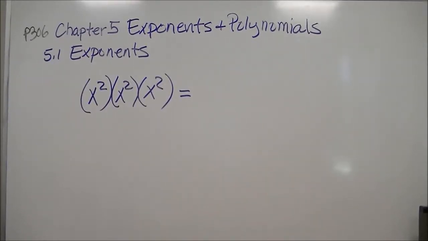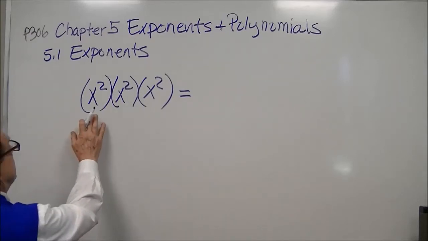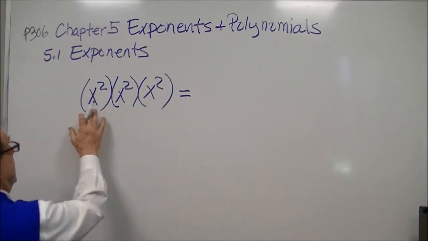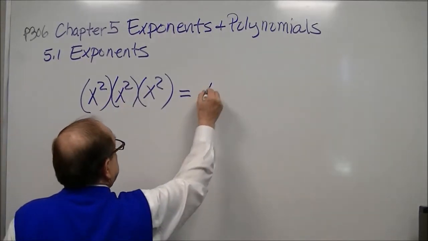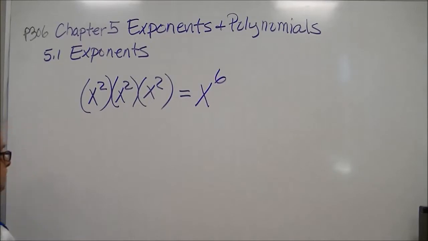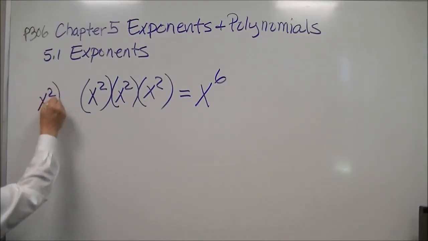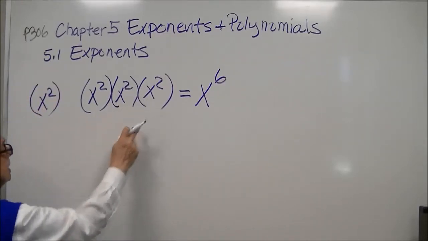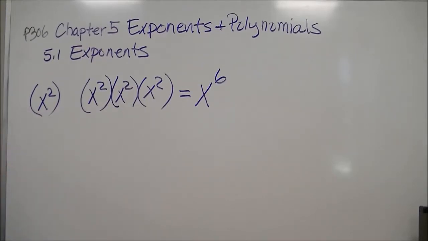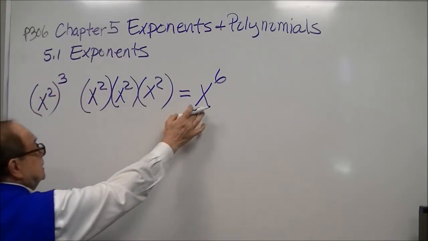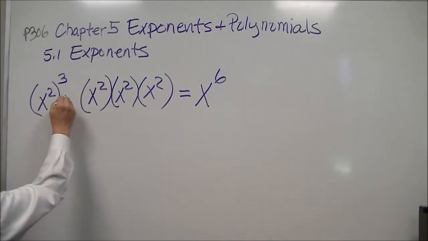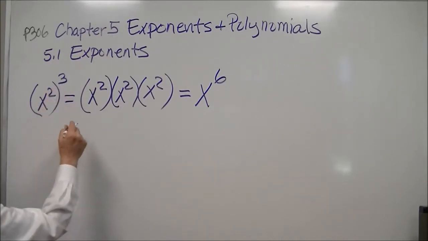Now, we're changing things just a little bit here. If we were to multiply x to the second times x to the second times x to the second, we would get x to the sixth. Now, what would be the shorthand method of showing that? Well, it would be x to the second, and how many times have we used that as a factor? Well, 3 times. Well, if this is true, what is the rule here?